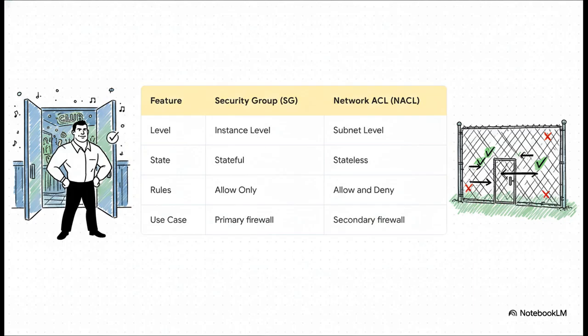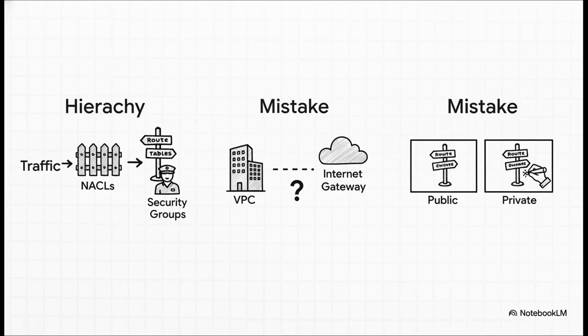So just remember this traffic hierarchy. For data to get to your instance, it has to get past the network ACL and the route table first. The security group only gets a look at traffic that's already been allowed through those other layers. And watch out for these common traps: creating an internet gateway but forgetting to attach it to your VPC, and accidentally changing the route table for your private subnet when you meant to edit the public one.